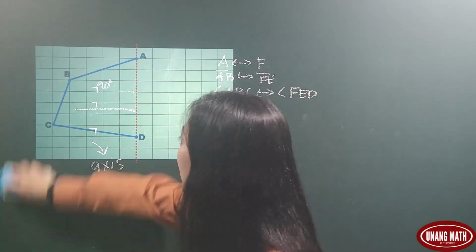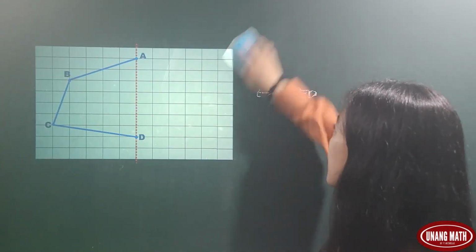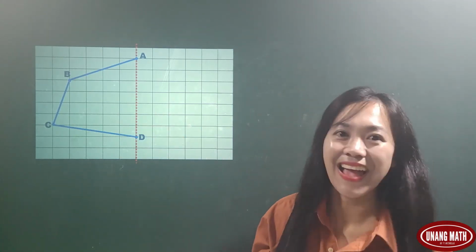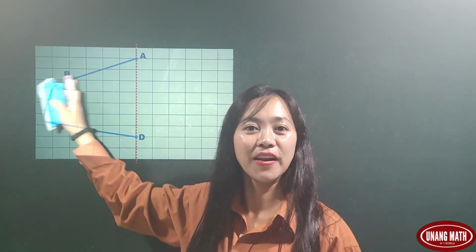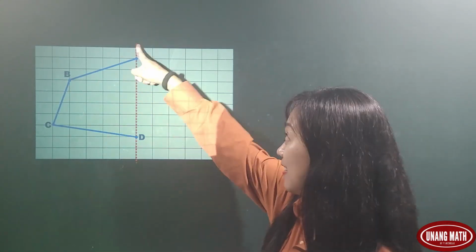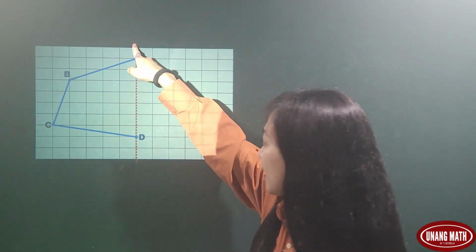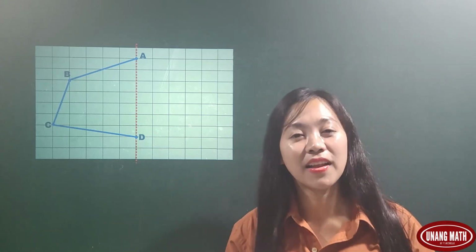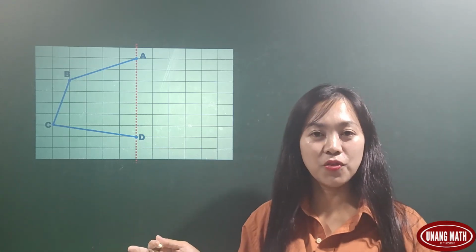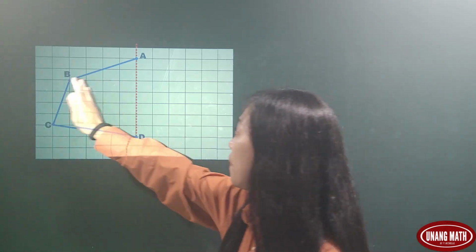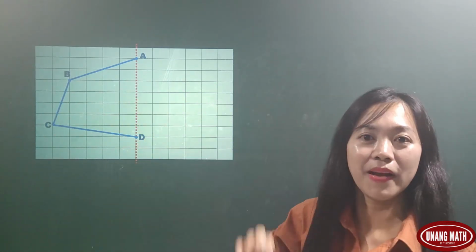So, kailangan nating iguhit ang corresponding points at corresponding sides ng part na ito. So, ang ating magiging basis ay ang axis of symmetry. At ito ay ang red line natin dito. Okay, gaya ng sabi natin kanina, axis of symmetry divides the figure into two equal parts. So, ang part na ito should be equal sa part na ito.